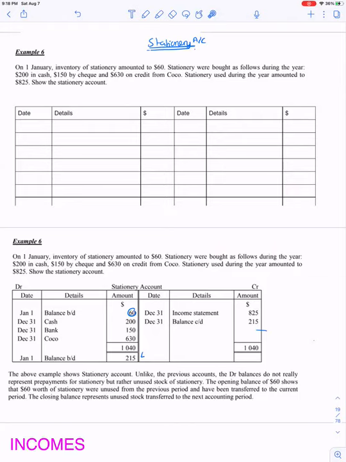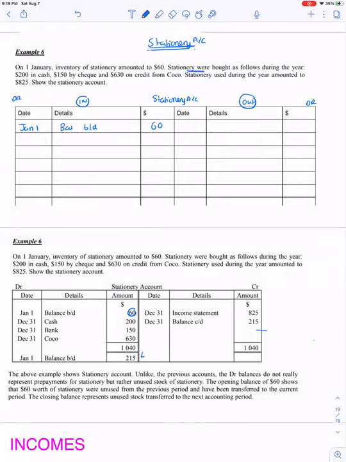So let's proceed. On January 1, inventory of stationery was 60. That means this is the opening balance on the first date, January 1. Stationery was bought during the year: $200 cash, $150 check, and $630 credit. Stationery account would be treated like a real account. When the stationery is coming in, you will debit the stationery account. When the stationery is going out, you would credit the stationery account.